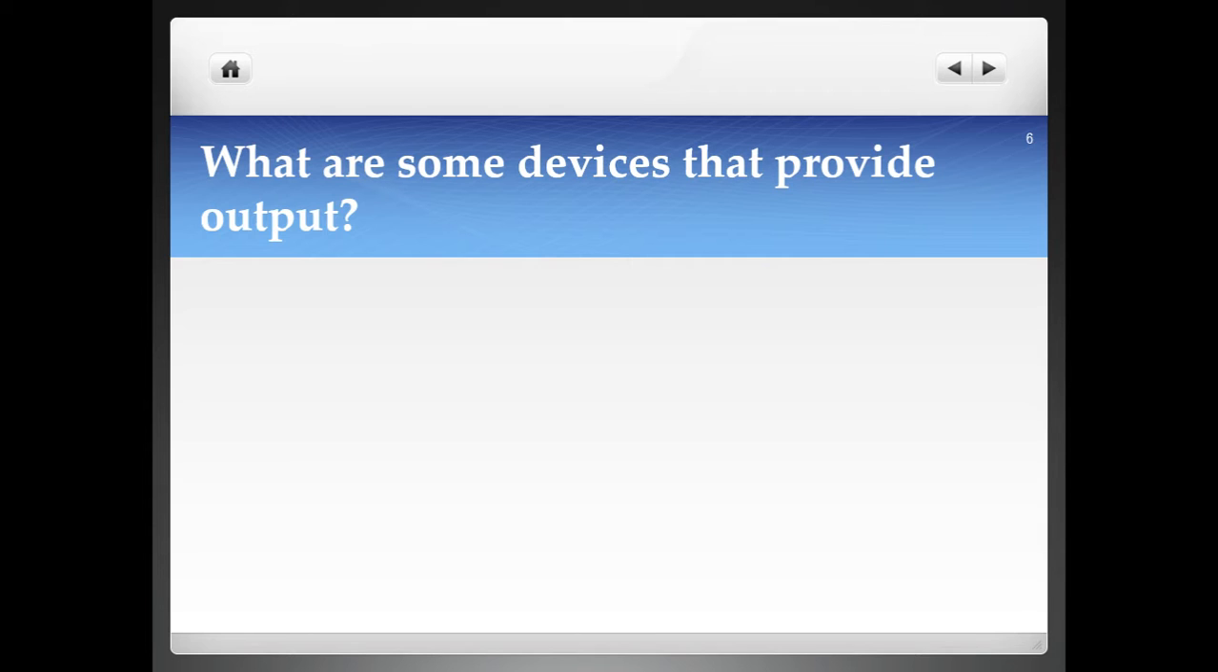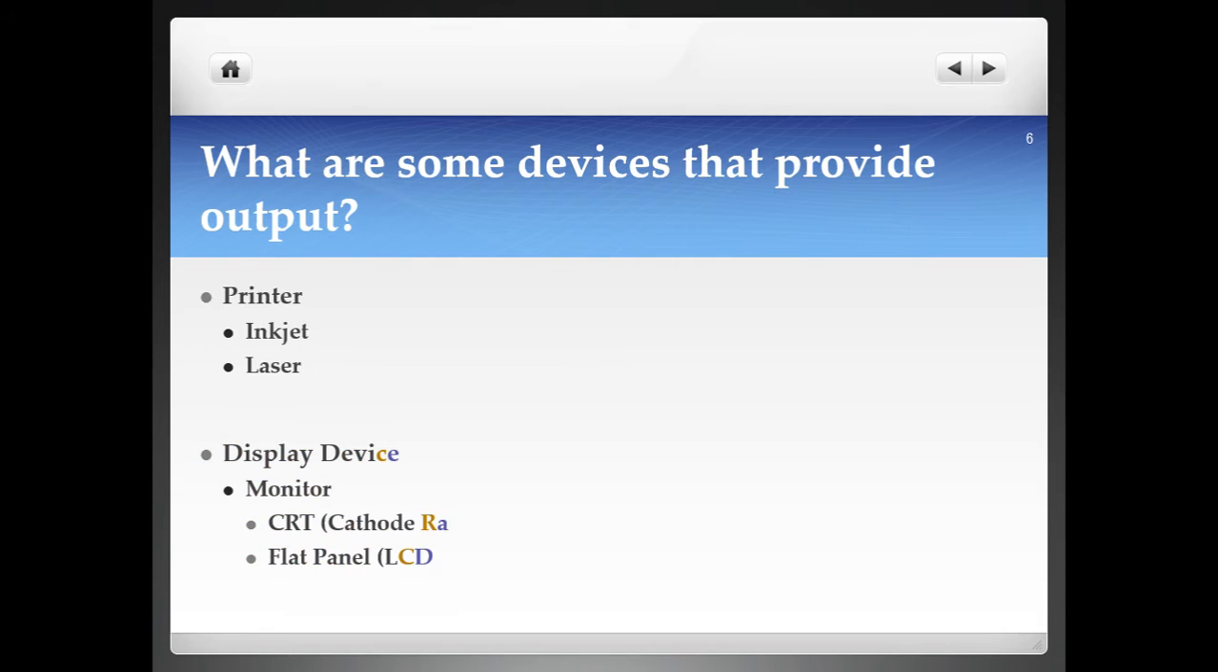So we also have devices that provide output from the computer. Printer is the most important example in terms of our school setting because we always like to print things here. There are two different kinds of printers. There's the inkjet printer and the laser printer. Laser printers are more accurate. There's also display devices. The monitor is an output device on your computer. That's how we interpret what the computer's telling us, is by looking at what it shows on the monitor.